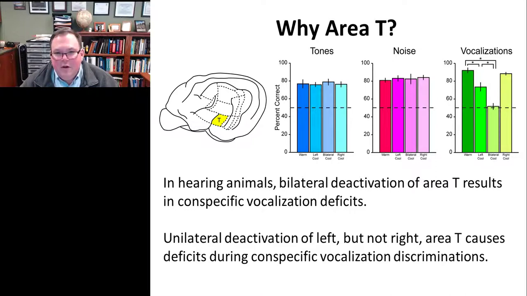The unilateral deactivation of left but not right area T causes deficits during conspecific vocalization discriminations. So you see in the right-hand group, or the right histogram, warm performance is in dark green. The lightest performance is bilateral, and just to the left of that is left unilateral deactivation, and just to the right of that is right unilateral deactivation. So you see there is no difference with right unilateral deactivation, but there is a difference, not to chance levels, but there is a significant drop in performance during left area T discrimination of vocalizations. So that is, in a normal hearing animal, area T makes a critical contribution to vocalization discrimination, specifically in the left hemisphere.